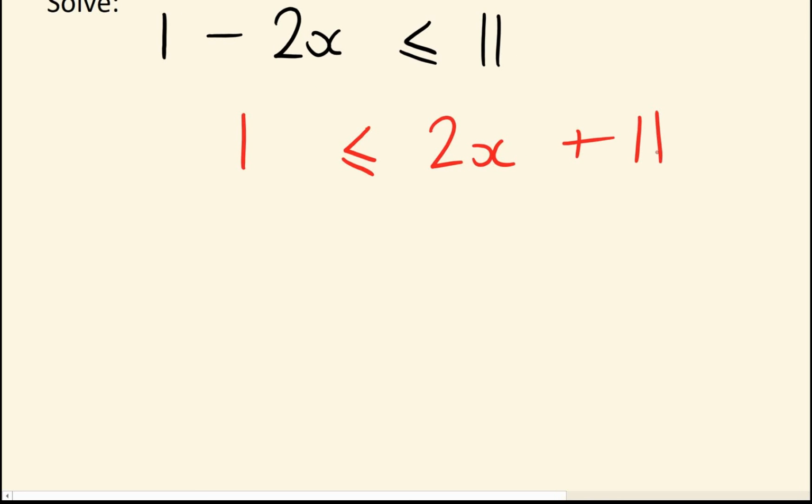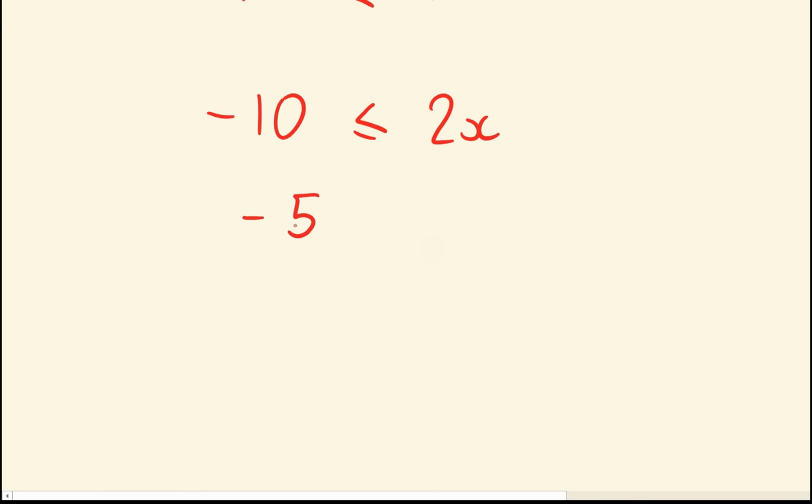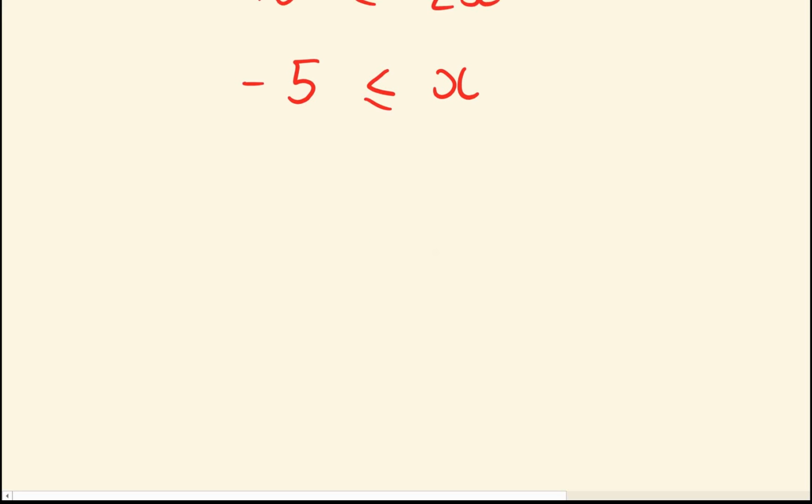We want to get rid of plus 11, so we take it away from 1, giving us minus 10. And now we halve both terms, giving us minus 5 is less than or equal to x. Same trick as before, if we flip this around, the inequality will point the other direction.